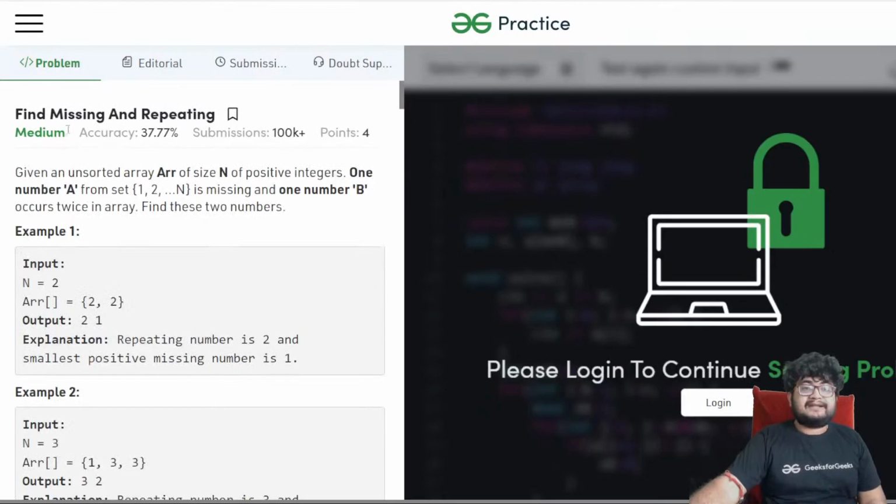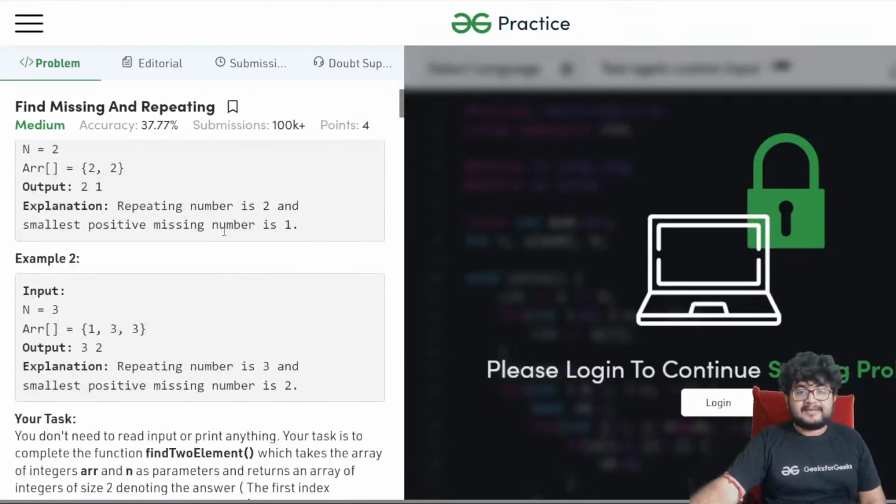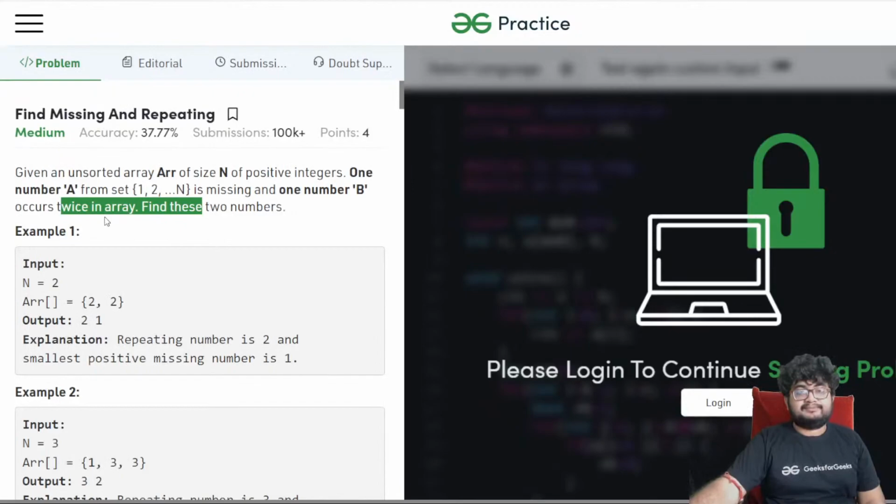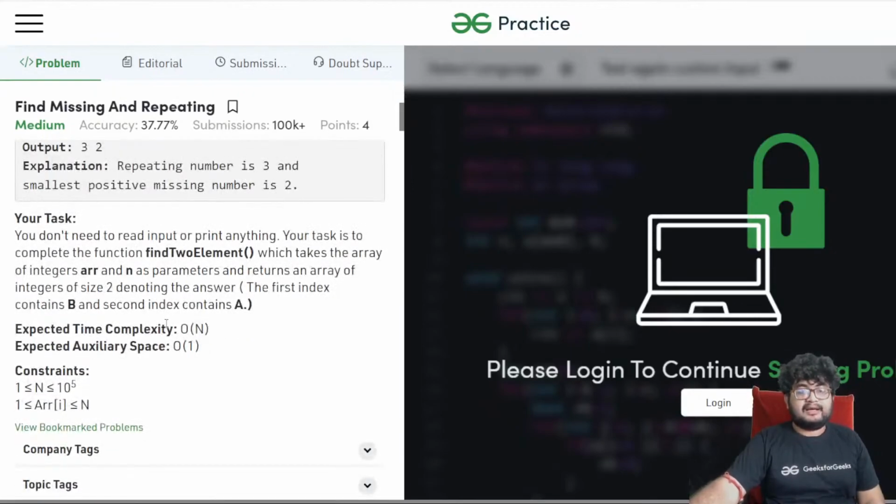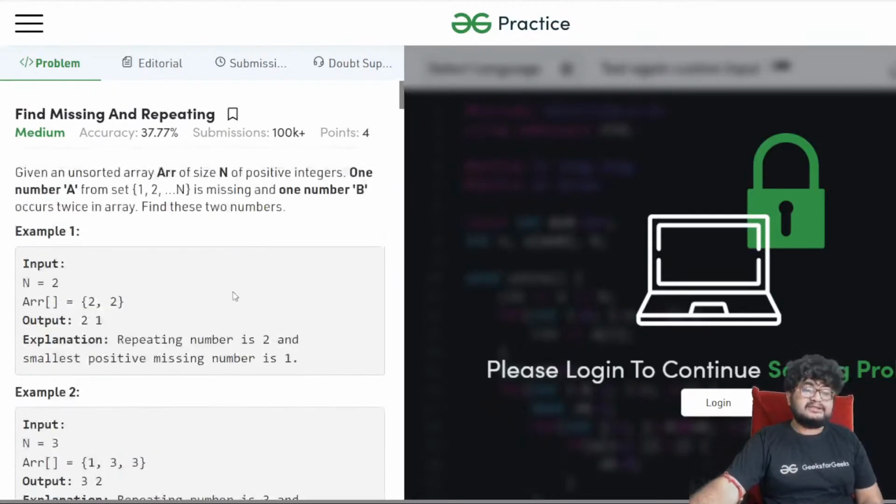Finally, you have to find the missing and repeating element. Given an unsorted array ARR of n integers, one number A from the set is missing and one number B is occurring twice in the array. Find these two numbers. This is also a pretty simple question, right? So you have to do this in order of one space. So these are the questions for your homework.